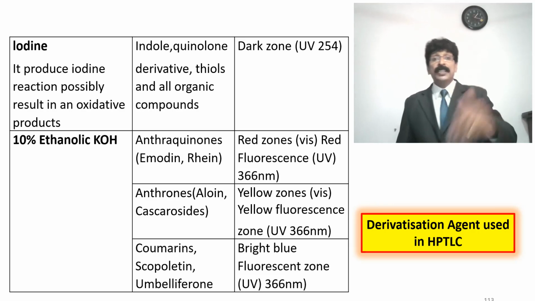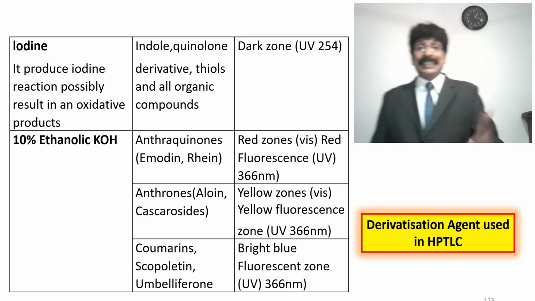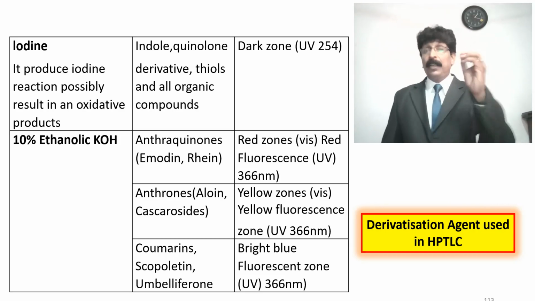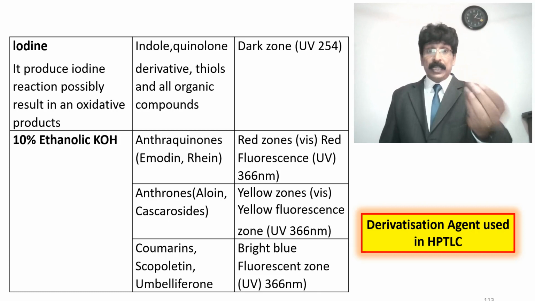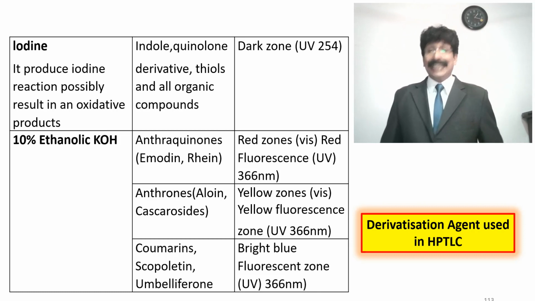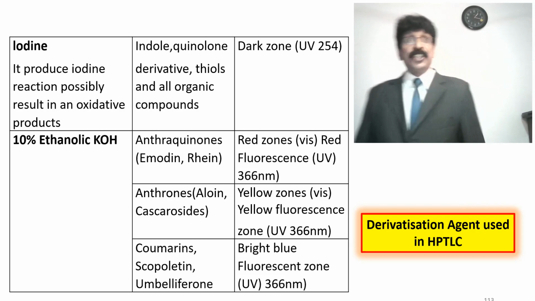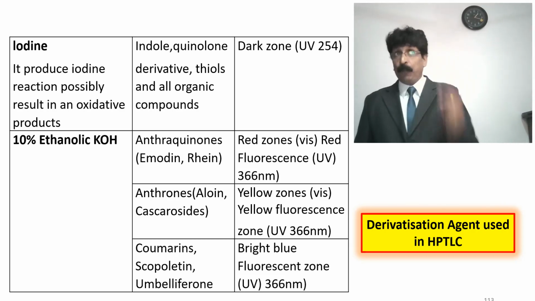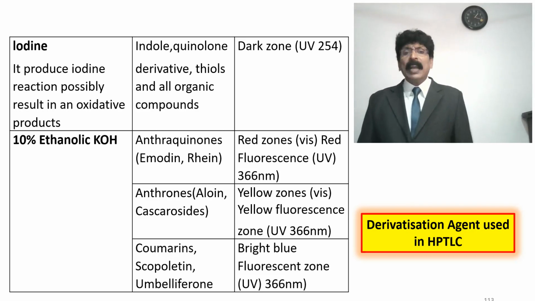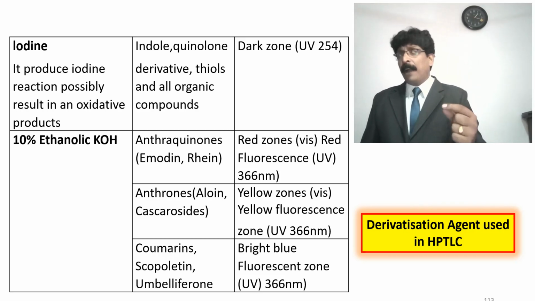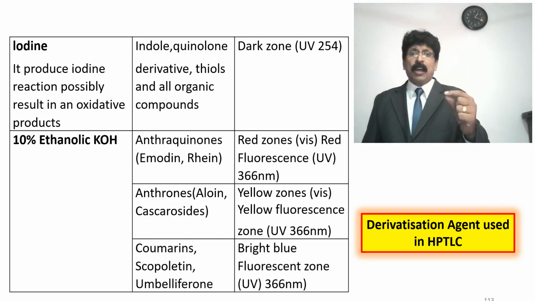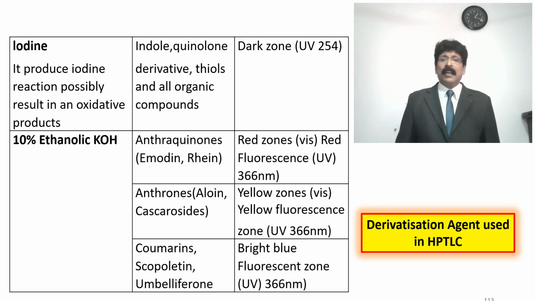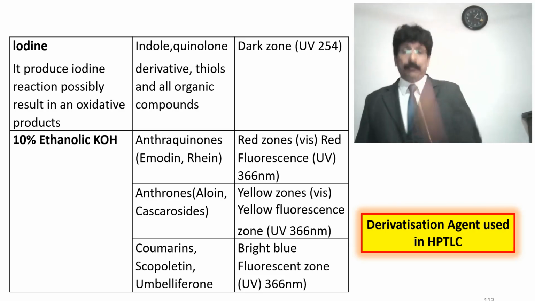And if you see anthrones, aloin, there is cascara, which contains constituents, for example glycosides like anthraquinone glycosides of cascaroids, which show yellow zones in visible light and also a very yellow fluorescent zone in UV 360 nanometer. Coumarins, scopoletin, umbelliferone, umbelliprenin is one of the fluorescent compounds, showing bright blue fluorescence under UV light 360 nanometer when you are using 10% ethanolic potassium hydroxide.